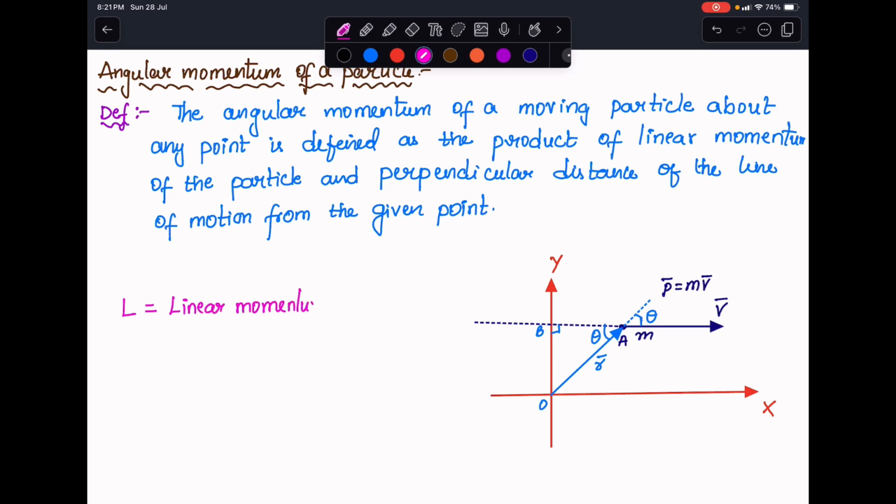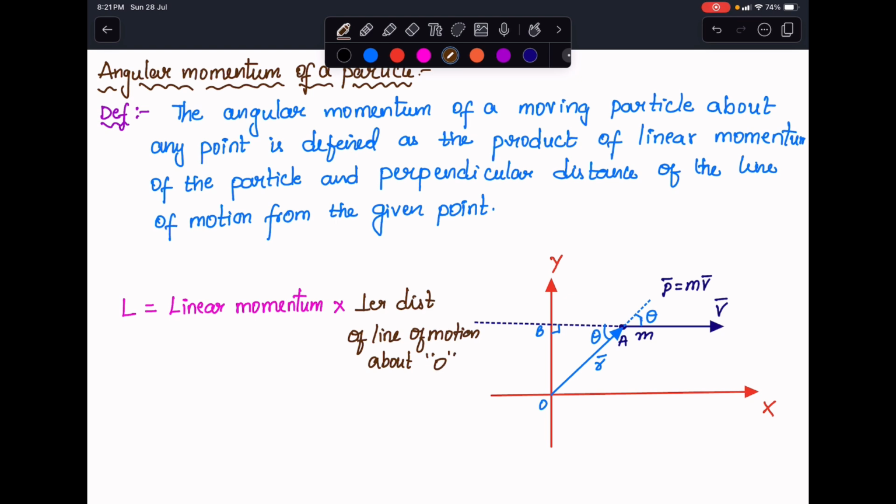Product means there should be one more term. What is that other term? Product of linear momentum and perpendicular distance. What is that distance called? Perpendicular distance. I would like to denote it with a symbol so that it will be easy for me to write over here. Perpendicular distance of the line of motion about a given point, meaning about the origin.